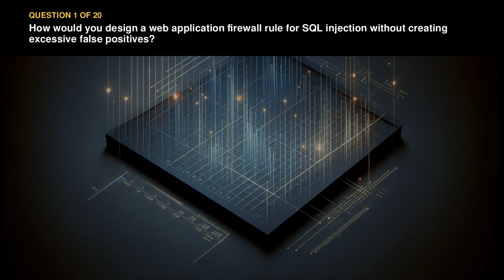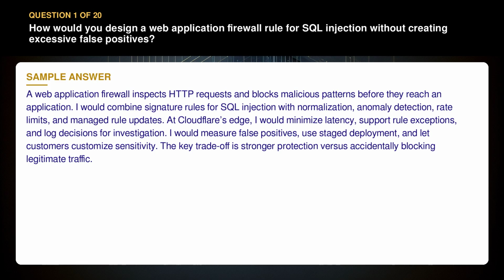Question 1. How would you design a web application firewall rule for SQL injection without creating excessive false positives? A web application firewall inspects HTTP requests and blocks malicious patterns before they reach an application. I would combine signature rules for SQL injection with normalization, anomaly detection, rate limits, and managed rule updates.